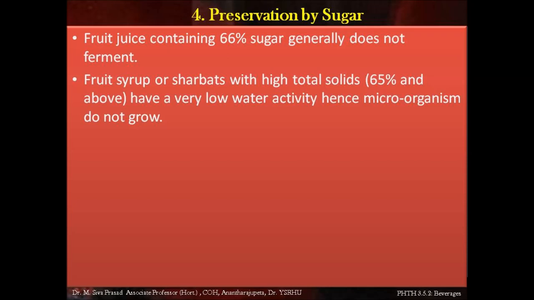Basically, fruit juices which have 66% sugar do not ferment. So higher the sugar content, it prevents the fermentation of fruit beverages. Due to this very high TSS, there is no availability of water. So this causes very low water activity.